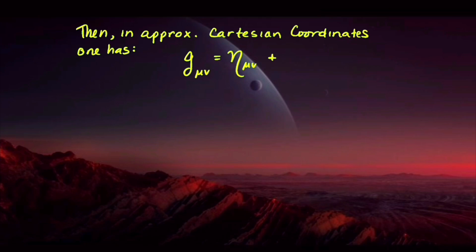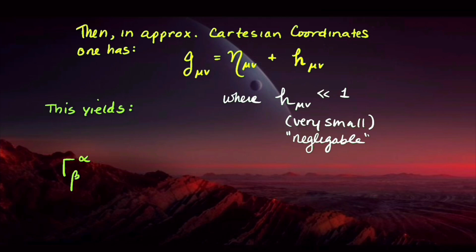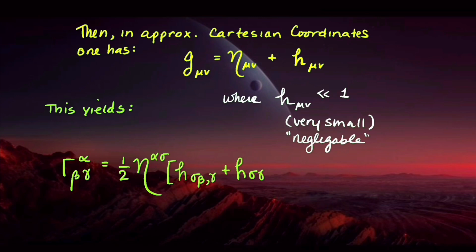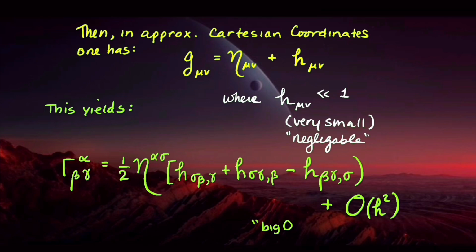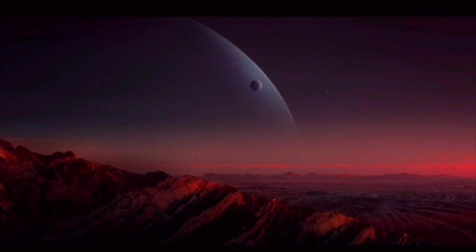So then in approximately Cartesian coordinates, one has the metric tensor as the Minkowski metric plus an additional metric, which is a very small, negligible term. However, that small term, being much smaller than 1, might not be negligible. So when we expand it out in this metric notation, we get the following for the affine connection. And the big O notation just means that second-order terms can be ignored.